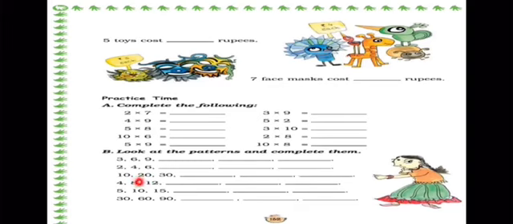Now 10, 20, 30, 40, 50, 60. This is the table of 10. Now over here the table of 4. 4 1s are 4, 4 2s are 8, 4 3s are 12, 4 4s are 16, 4 5s are 20, 4 6s are 24. Now 5 1s are 5, 5 2s are 10, 5 3s are 15, 5 4s are 20, 5 5s are 25, 5 6s are 30.